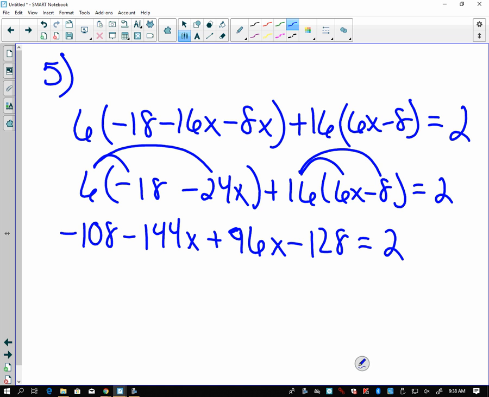Reagan, help me out here. What are you looking at? You brought everything down. I got all my negatives, all my positives in the right spot. I got my variables where I need to have variables. What's the next thing? Okay, combine like terms. So you're saying combine your constants. So you see a negative 108 and a negative 128. You want to combine those things. All right, what do you get whenever you do that? You can borrow one if you need to.